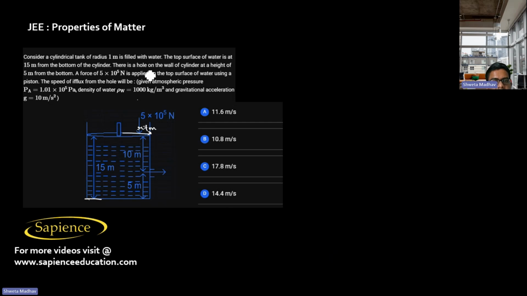Then there is a hole on the wall of the cylinder at a height of 5 meters from the bottom. A force of 5 into 10 power 5 Newton is applied on the top surface of water. Here, this much force is applied on the top surface of the water using a piston. Then the speed of efflux from the hole, the speed with which water will come out, will be found out.